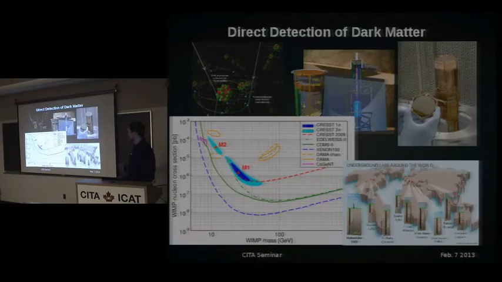So that was indirect detection. Now moving on to direct detection, there the idea is to try to measure the recoil of a dark matter particle scattering off of a nucleus, imparting some recoil energy of the order of tens of keV for typical speeds and dark matter particle masses. So you can try to detect that.